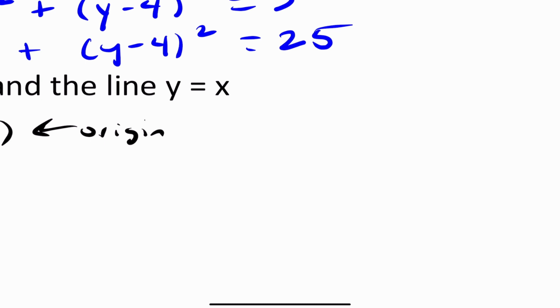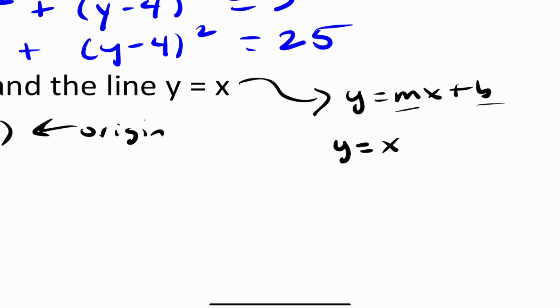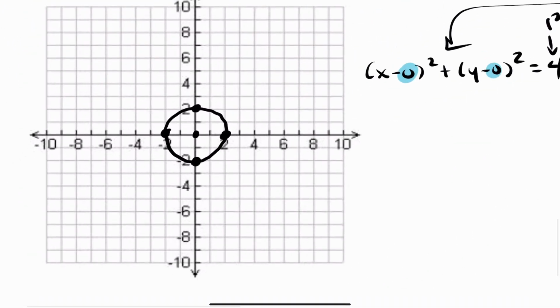Now, this reminds me of y equals mx plus b, where m is the slope and b is the y-intercept. So if I write y equals x, that's essentially y equals 1x plus 0. So this is where I'm going to start, and this is how much I'm going to rise over run. So that's 0 here. I need to start at 0, my y-intercept, and I'm going to go up 1, right 1, up 1, right 1, up 1, right 1, and so on and so forth.